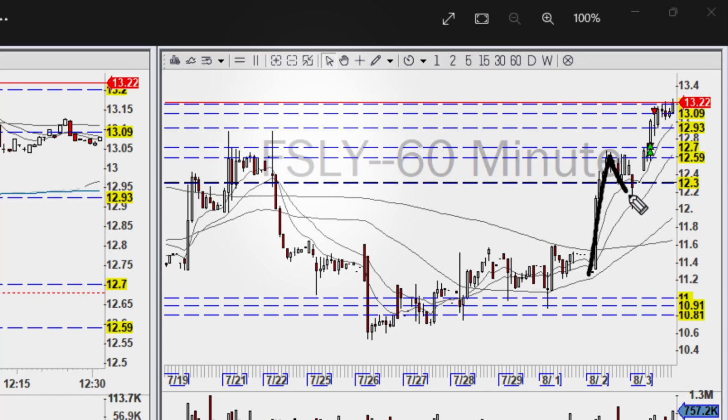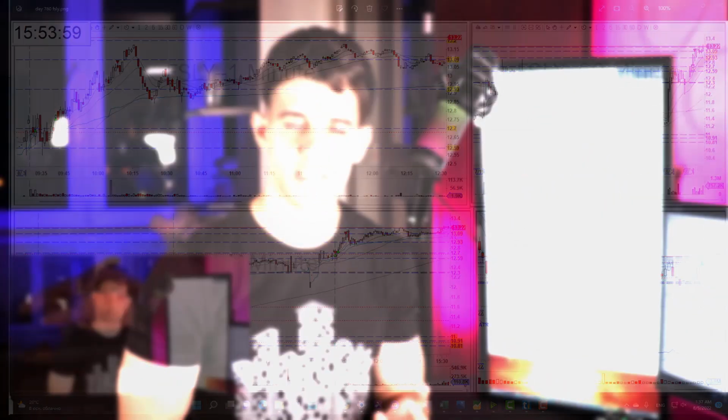You can see this is the whole move and this is the pullback before the continuation. Amazing, around 35 or 40%. So good daily chart, 1, good 60-minute chart, 2, enough of pullback, 3, amazing. So that is the first part that I'm looking for when I'm selecting my stock.